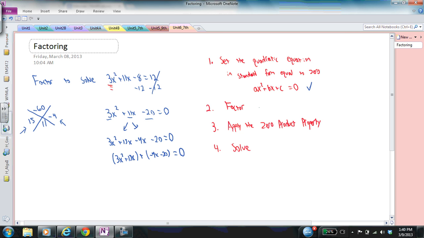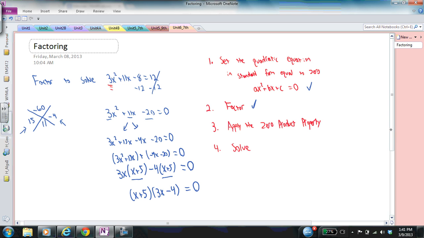And now within those groups, I can pull out a GCF. So if I look here at this first pair, GCF between 3x squared and 15x is 3x, so that becomes 3x times x plus 5. The second pair of terms, I can factor out negative 4, so that becomes negative 4 times x plus 5. So what I get then is a GCF between those two terms of x plus 5. So I can factor this as x plus 5 times 3x minus 4 equal to 0. So now we factored. You can see it took a little bit longer with this example.